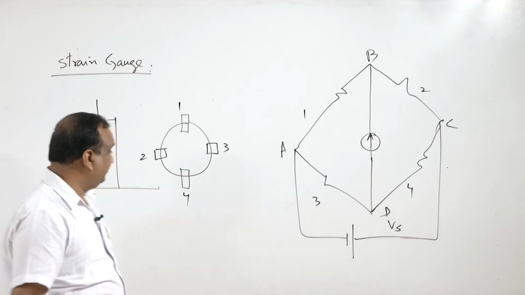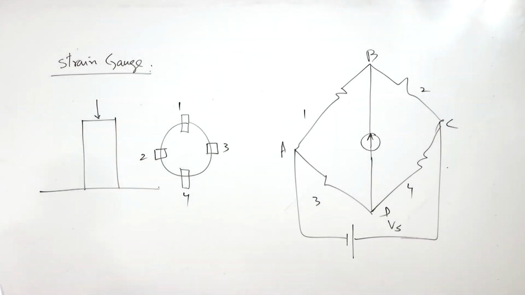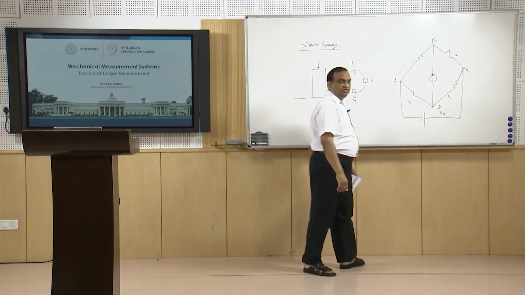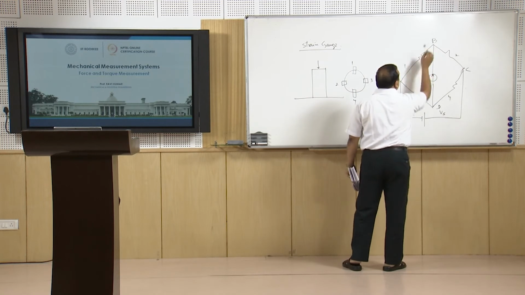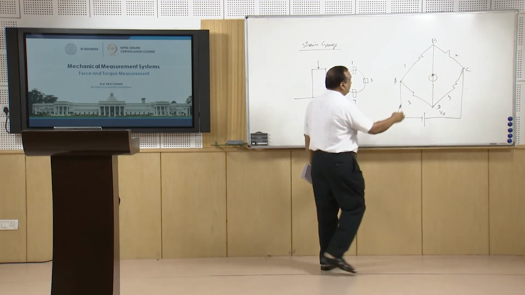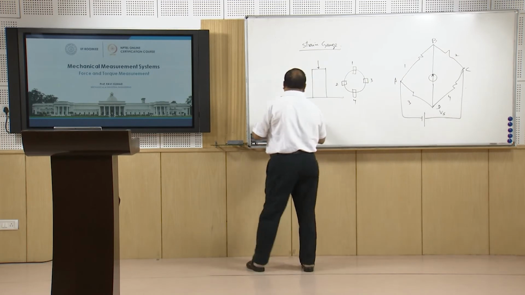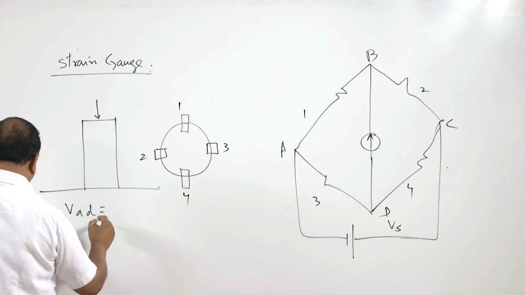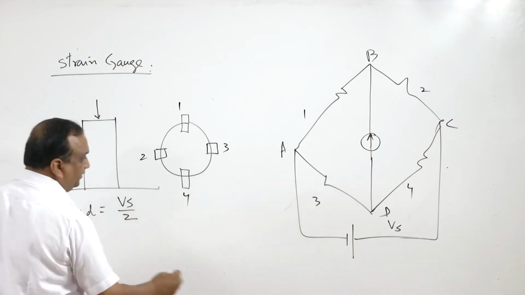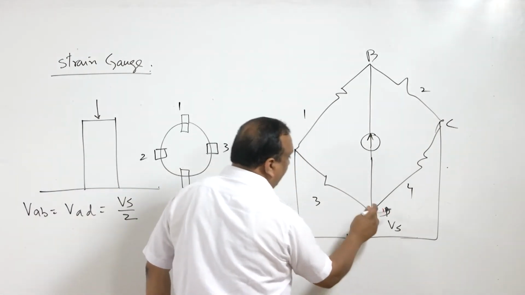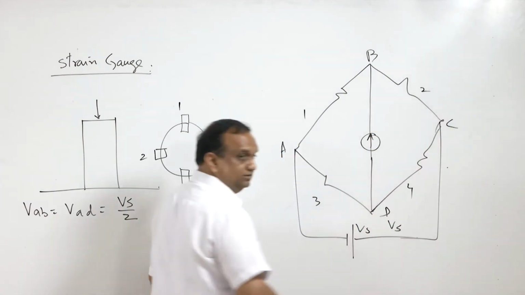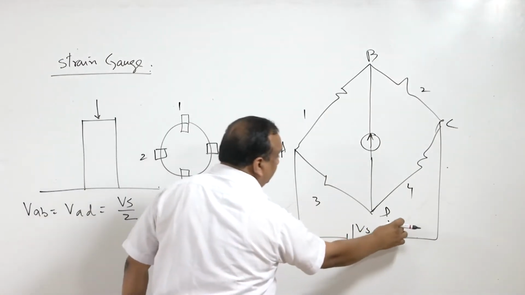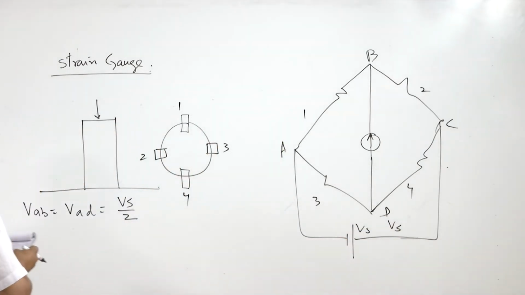When this bridge is balanced, the potential difference between this and this is equal, because there is no flow of current. So VAB is equal to VAD, which is equal to Vs by 2. This is Vs, and this is true for this also. So the potential difference between this and this is equal to half of the Vs.